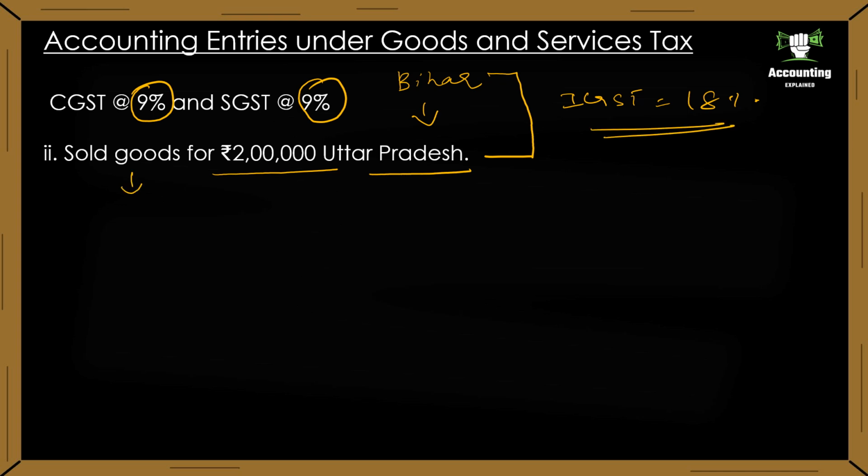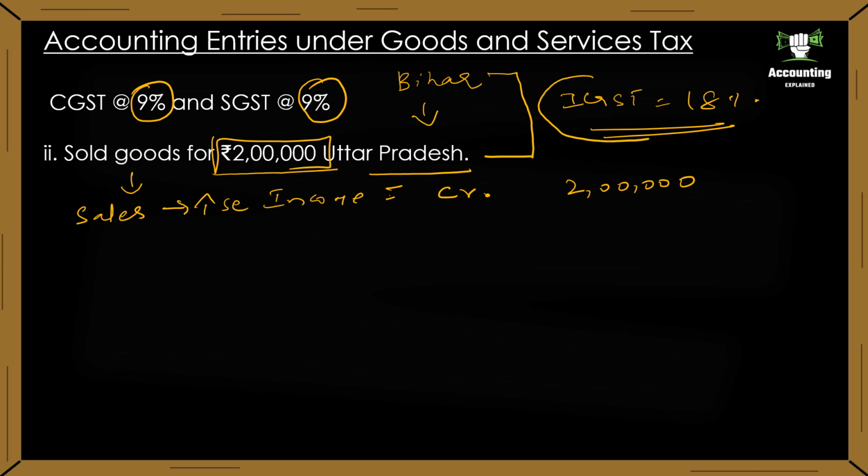Sold goods means it is for the business. When the goods are sold for the business, we call it sales. Sales means an increase in income. When the income increases, what do you have to do? We have to credit it. What is the amount? The amount is 2 lakhs.